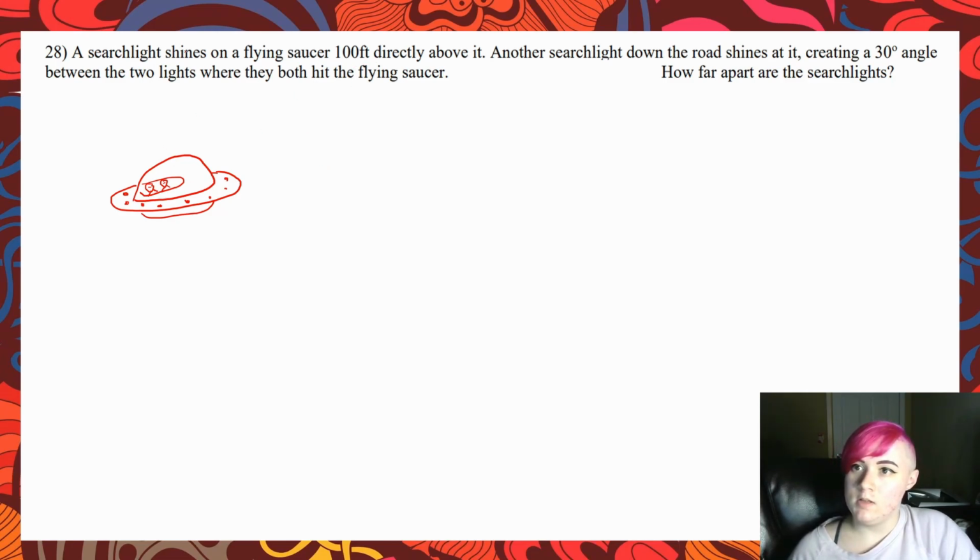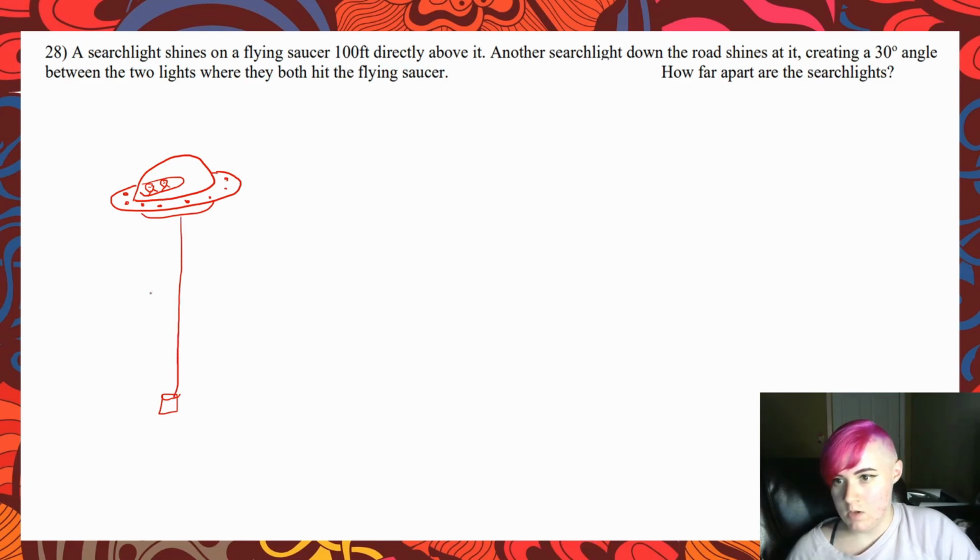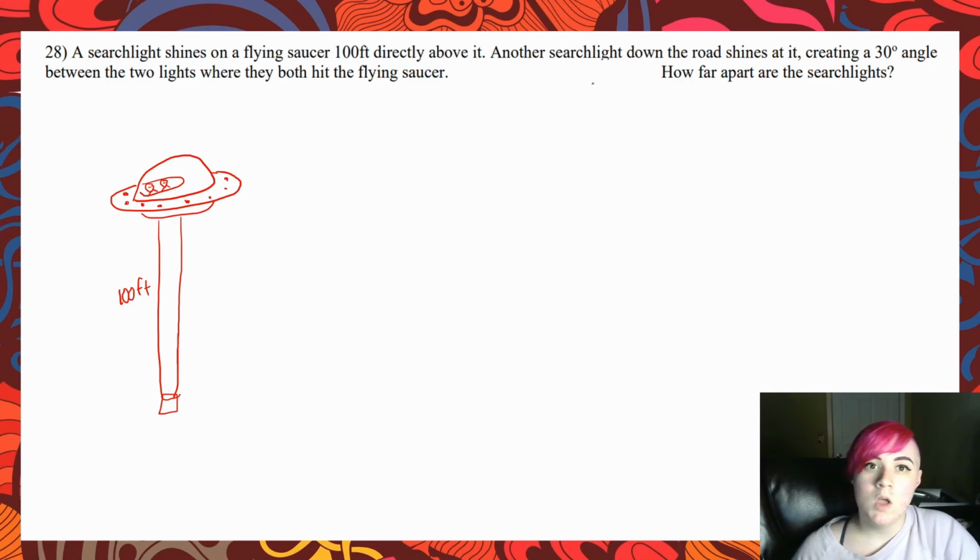The searchlight shines on a flying saucer 100 feet directly above it. So we can draw the searchlight, and just 100 feet directly above it. This is going to be 100 feet. Another searchlight down the road shines at it, so there's going to be another one down here.